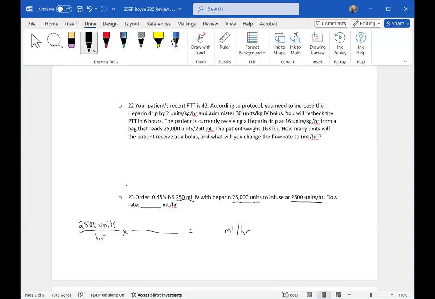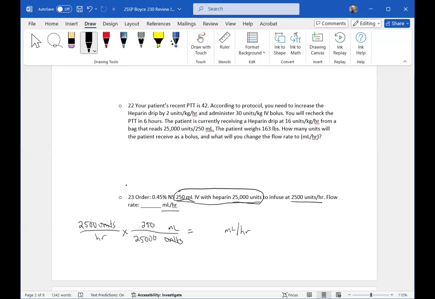So the question is, can I convert units to milliliters? In order to convert units to milliliters, I need to be able to eliminate units and get milliliters. And we have a way to do that. That's what this IV allows us to do. So all I'm going to do is plug in the numbers associated with your IV bag. 250 ml up here, 25,000 units down here. Okay. Then all I'm going to do is, well, actually, oh yeah, I still need to plug this in because it says 2,500, not 25,000.